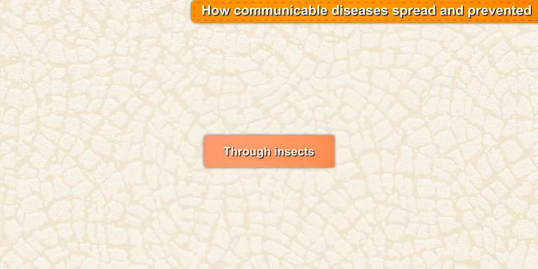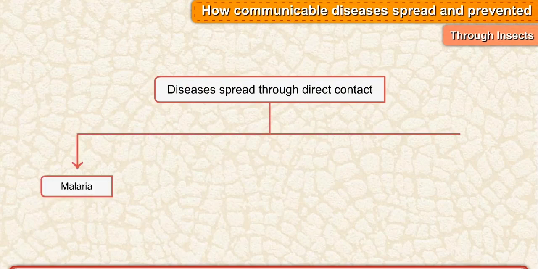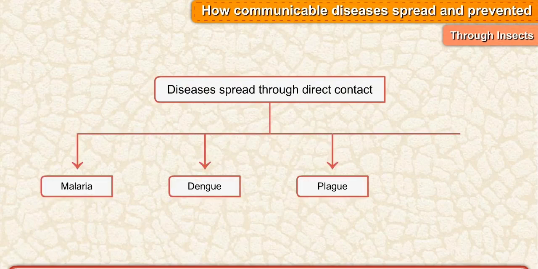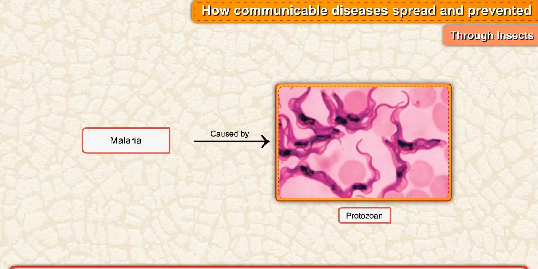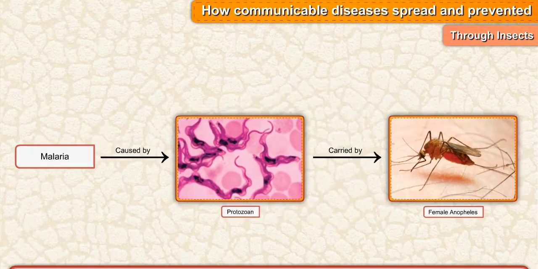Through insects. Diseases like malaria, dengue, plague, and chikungunya spread through blood-sucking insects like mosquitoes, bugs, and flies. Malaria is caused by a protozoan that is carried by the female Anopheles mosquito. When the mosquito bites someone with malaria, the germs are sucked up with the blood. When this mosquito bites a healthy person, the germs are injected into the healthy person's blood, causing malaria.